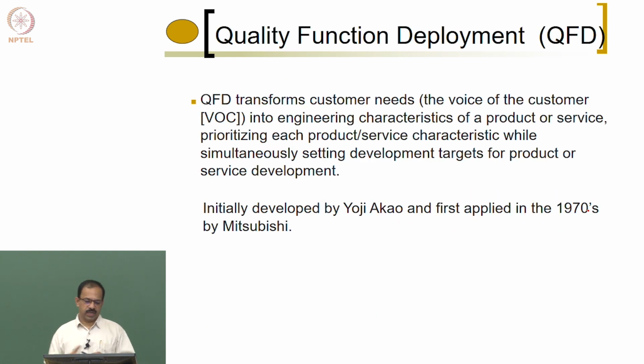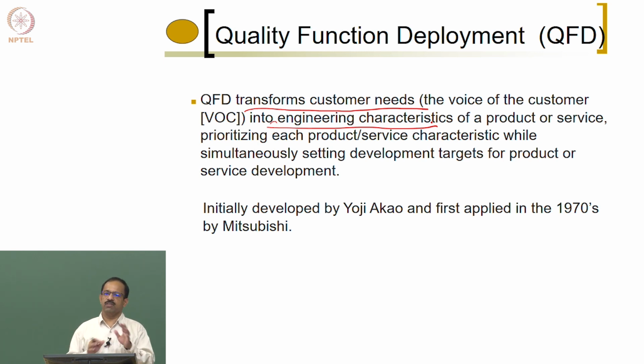Okay, so let us see how we actually develop the house of quality. This quality function deployment transforms customer needs into engineering characteristics. That is basically known as the QFD. So the voice of customer, or the customer need, is now completely converted to engineering characteristics. Now no more customer needs are there. Everything we convert into engineering parameters, and then you look at how these engineering parameters can be adjusted or modified to make the customer happy. So that is basically the QFD.